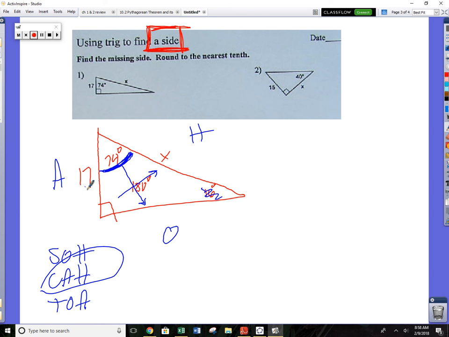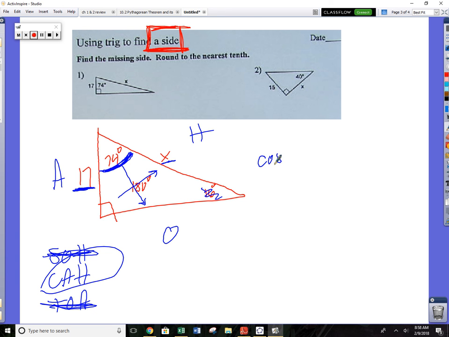Because you've got 17, which is the A, and you need to find X, which is the H. The O, they don't give us anything about O. We don't know anything about O. That uses O, and that uses O. So use the two sides that they give you. Now, so the trig is recognizing which of the three ratios you're going to use. So we're going to use cosine.